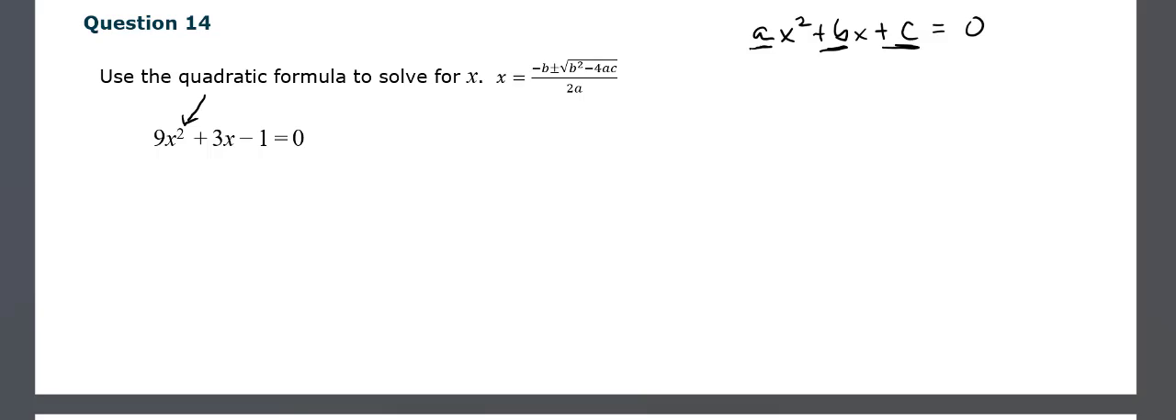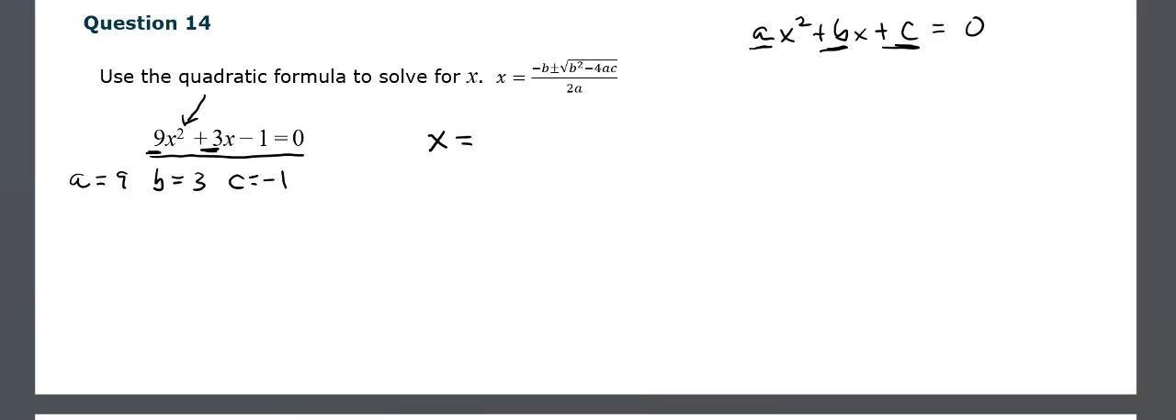So the first thing you want to do is identify, based on what we're given, make sure first you set it to 0. A is going to be 9. B is positive 3. And C is negative 1. So now we're going to place those values into the formula. So we're solving for x.